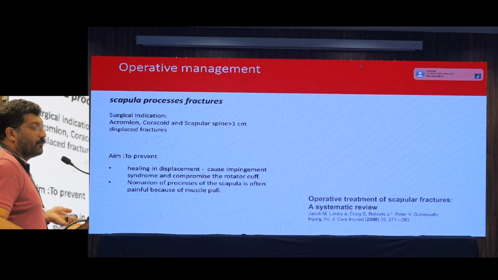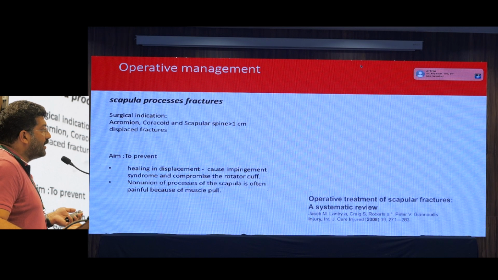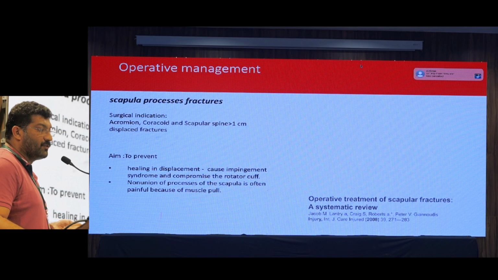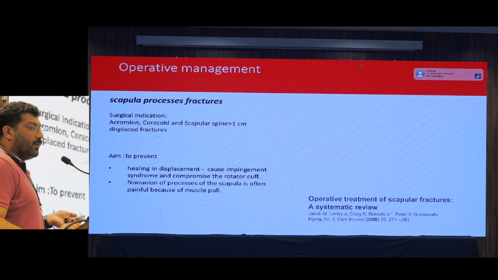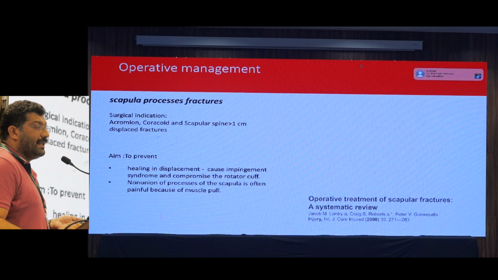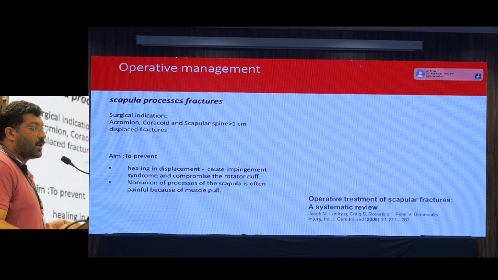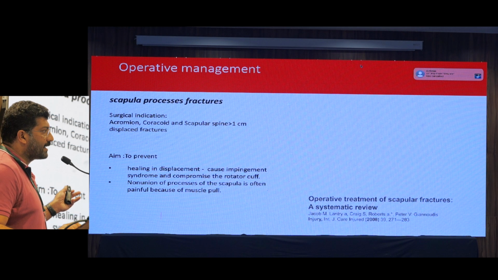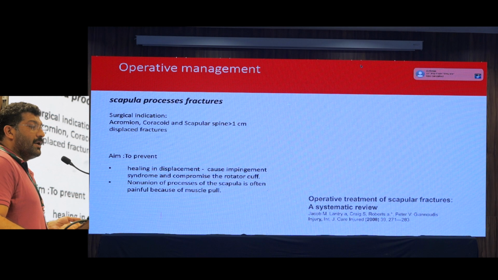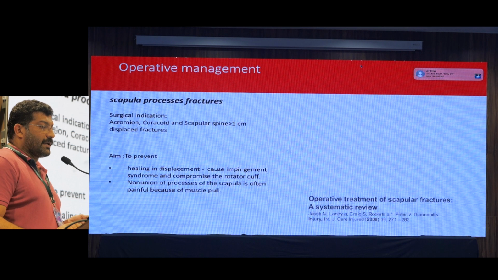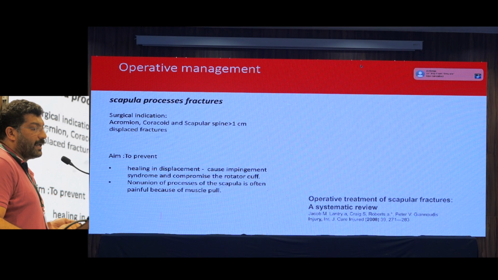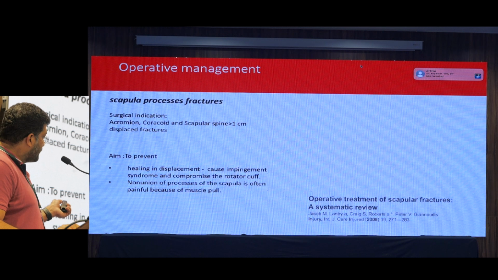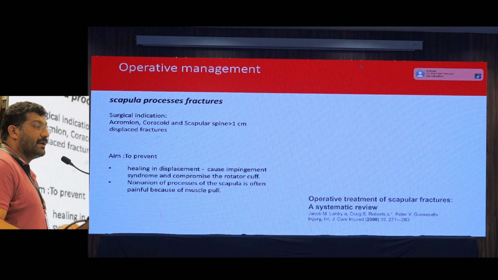Operative management for scapular processes, which includes the acromion, the coracoid and the scapular spine, is indicated only if there is more than 1 centimeter displacement. The aim is to prevent healing in displacement, which can cause impingement syndrome and compromise the rotator cuff. So this will be the complication if you leave it like that. Non-union of the acromion process of the scapula is often painful because of the muscle pull. These are all given in the studies.